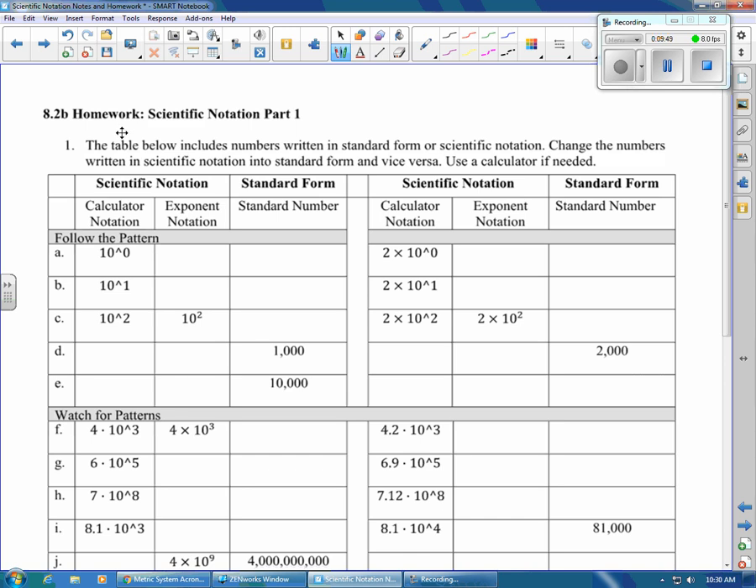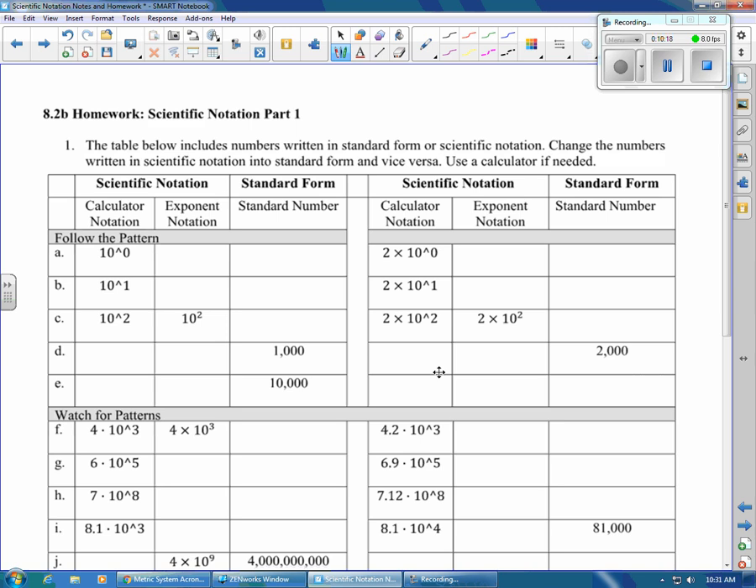I know it says homework, scientific notation part 1, and that would generally be what we do in class, but I actually want you to do this with me on the video. I'm going to show you a couple of things, and then you're going to complete this before you come to class tomorrow. So the table below includes numbers written in standard form or scientific notation. Change the numbers written in scientific notation into standard form and vice versa. Use a calculator if needed.